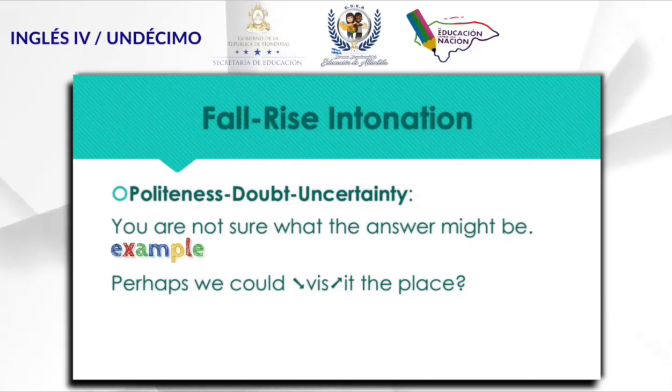Politeness, doubt, uncertainty. You are not sure what the answer might be. Examples: perhaps we could visit the place. Repeat with me. Perhaps we could visit the place. So, in visit, we have a fall rise. Vis is a fall. It is a rise.